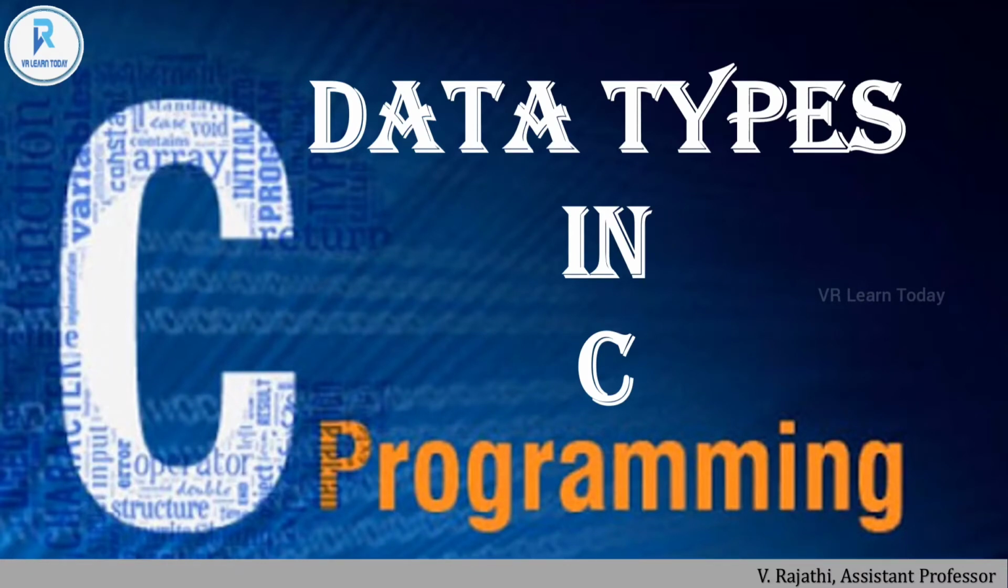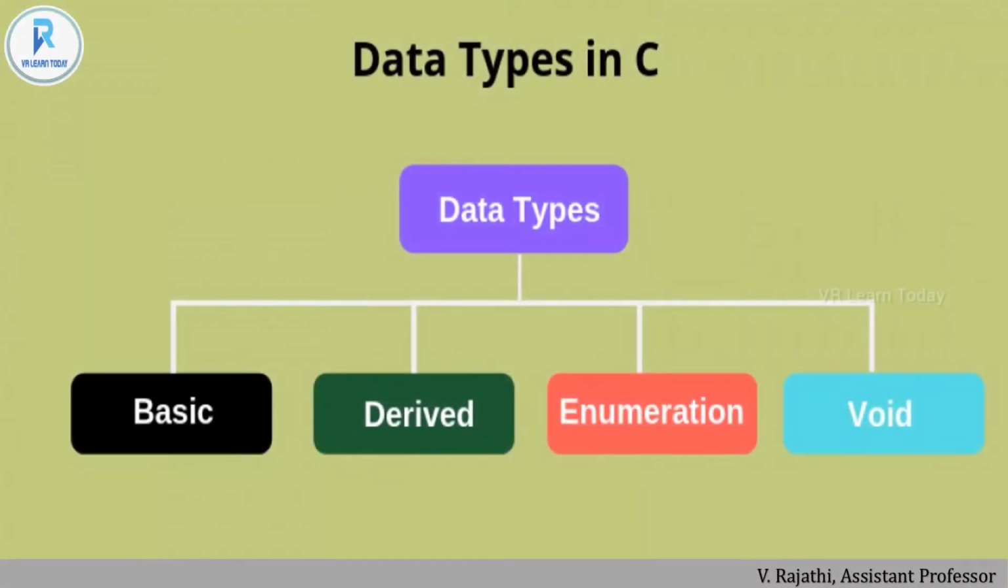Today we are going to discuss data types in C. First we have to know what all the data types available in the C language are. Because if you want to declare a variable, you have to know the declaration format, and for that we have to know what a data type is. Okay. So these are the data types: first basic data type, derived data type, enumeration data type, and finally void data type. So let's see them one by one.